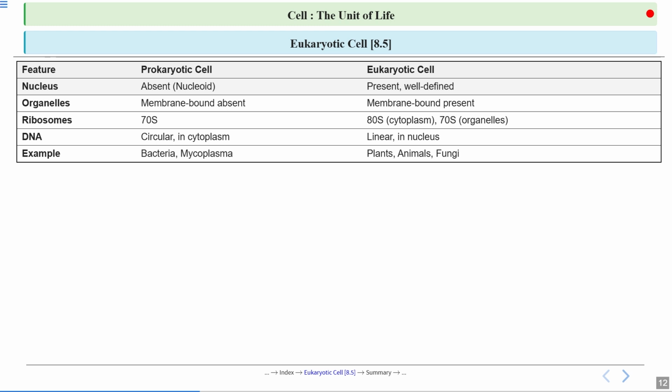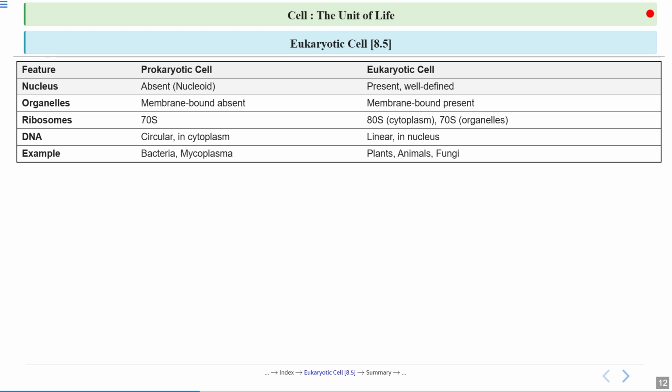Now, prokaryotic cell, they lack membrane-bound organelles. Eukaryotic cell, they have membrane-bound organelles. Ribosomes in the case of prokaryotic cell, they are of 70S type. Okay, but in eukaryotic cell, the ribosomes are of 80S type. So ribosome present in cytoplasm, they are of 80S type, but ribosome present in organelles such as chloroplast and mitochondria, they are of 70S type. Okay, so that's why it is written 70S in the organelles. Which organelles? Mitochondria and chloroplast.